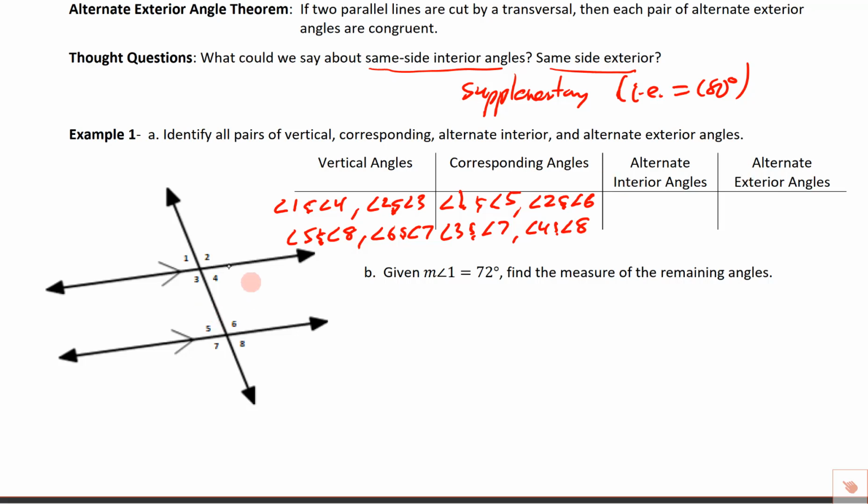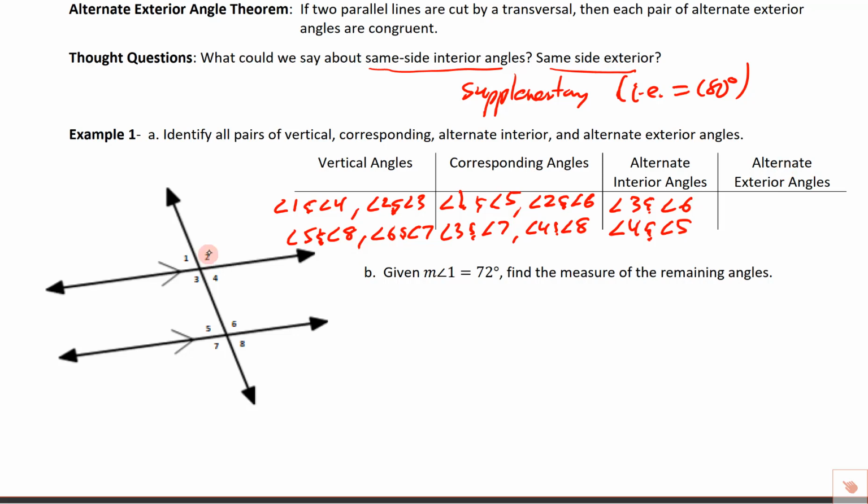If we're on the inside, there's only 4 to choose from. So alternate interior would be angle 3 and the one across and on the other intersection. So this is going to be angle 6. And then if we've got 3 and 6 taken care of here, the other one would be angle 4 and angle 5. Those are alternate interior.